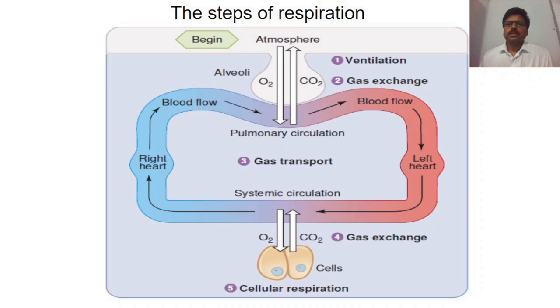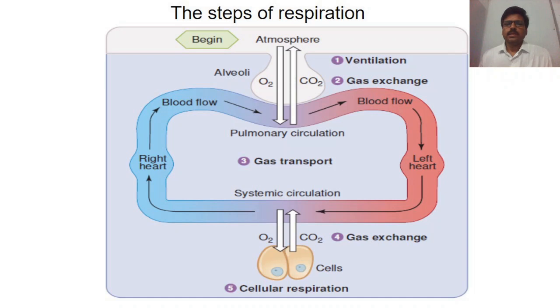Second is external or pulmonary respiration or pulmonary gas exchange. It is the exchange of oxygen and carbon dioxide between alveolar air and blood in the lung capillaries. This process occurs by diffusion. Third step is transport of oxygen and carbon dioxide through pulmonary and systemic circulation by bulk flow. This step is known as transport of respiratory gases, and the process occurs in blood.